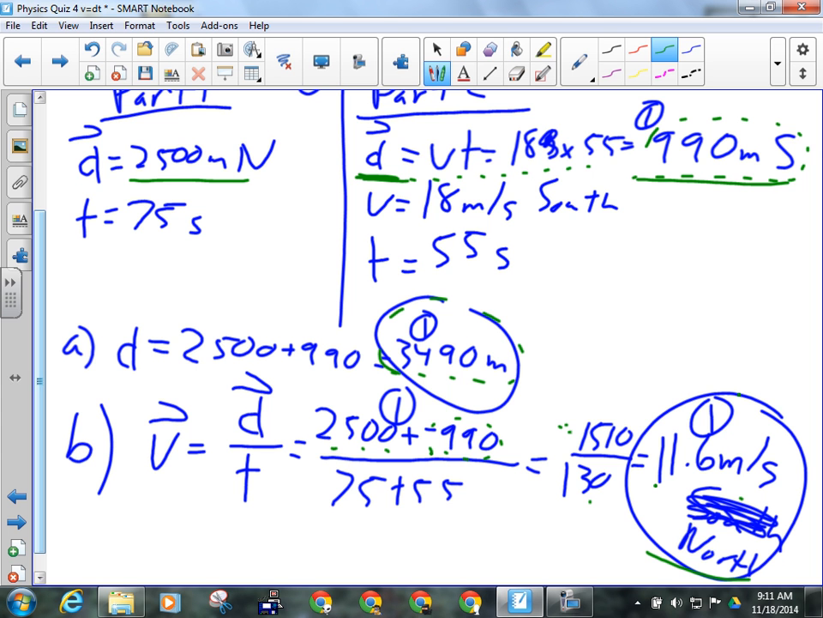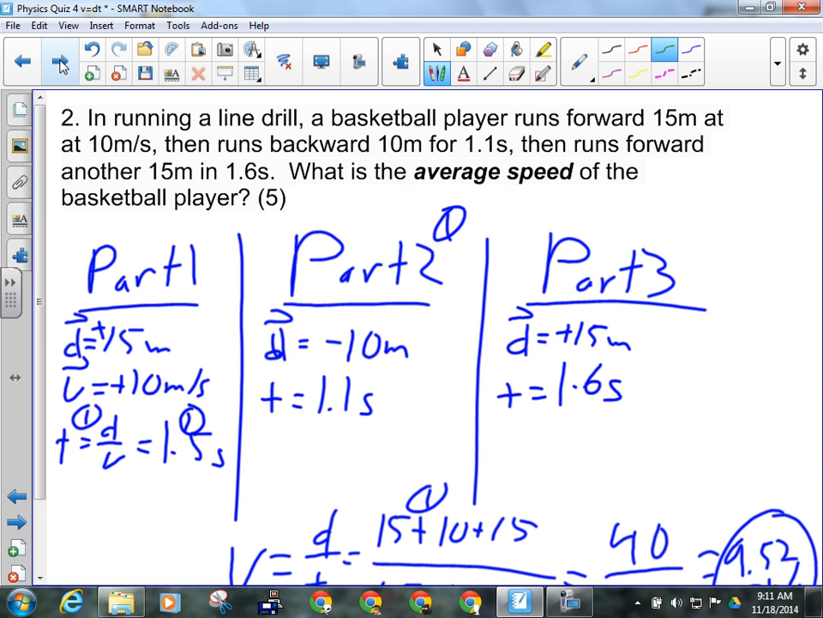Everybody understand how that question worked now? For question number 2, similar thing. If you're running line drills, or as we like to call them, suicides, because afterwards you want to, if you're running them properly. A basketball player runs 15 meters at 10 meters per second, then runs backwards 10 meters for 1.1 seconds, and then runs forward 15 meters in 1.6 seconds.